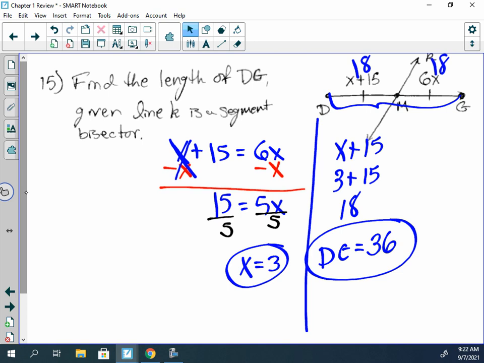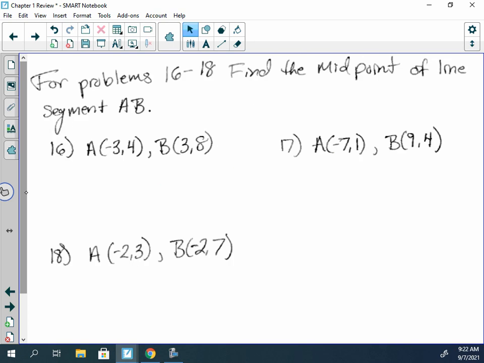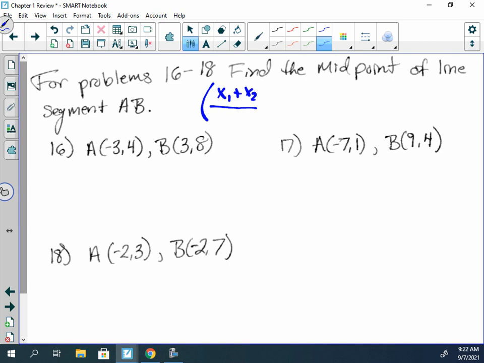Any questions on this here? Find the midpoint of segment AB. Well, this is our x1 plus x2 divided by 2, comma, y1 plus y2 divided by 2. Is there one of 16, 17, or 18? Is there one of these that we want to look at?